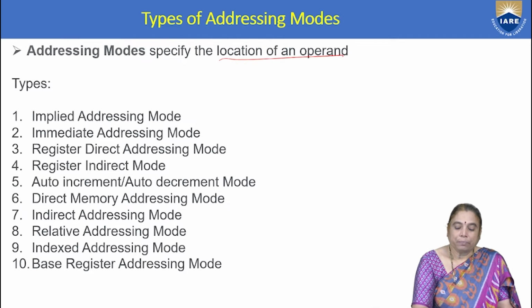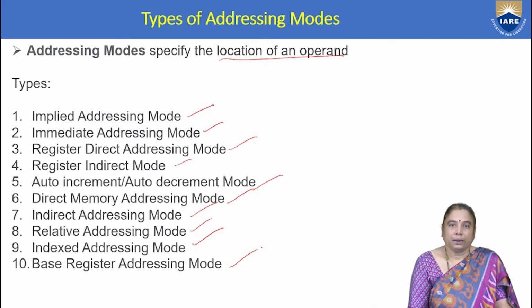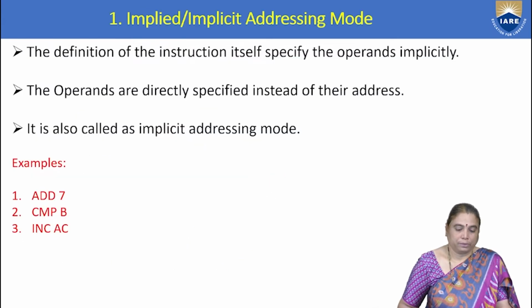They are implied addressing mode, immediate addressing mode, register direct addressing mode, register indirect addressing mode, auto increment or decrement mode, direct memory addressing mode, indirect addressing mode, relative addressing mode, indexed addressing mode, and base register addressing mode. Basically, there are 10 categories of addressing modes. We will discuss one after another, each mode with examples.